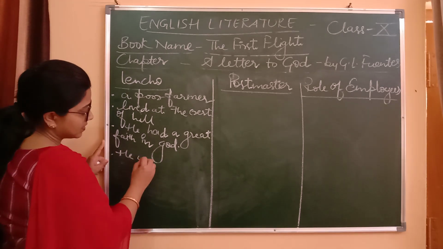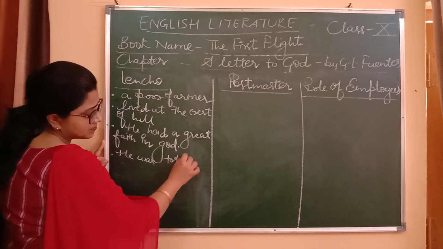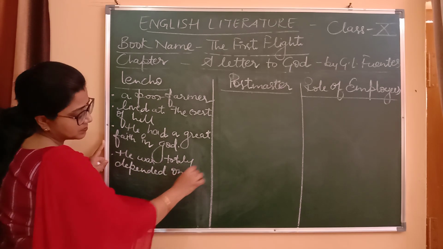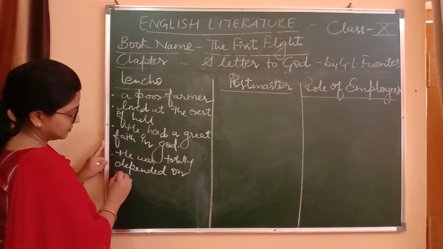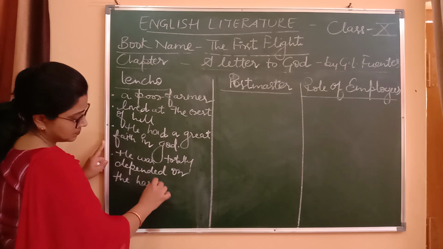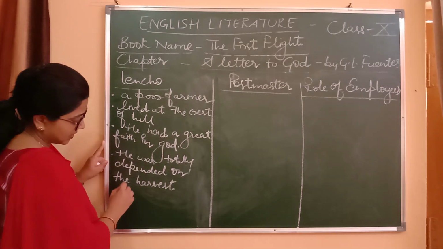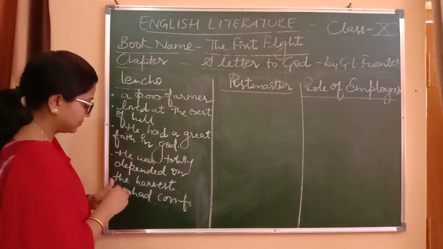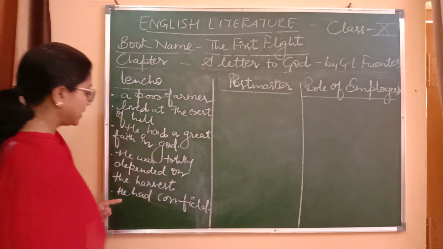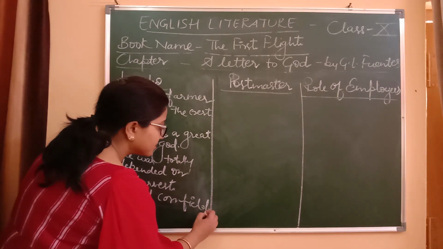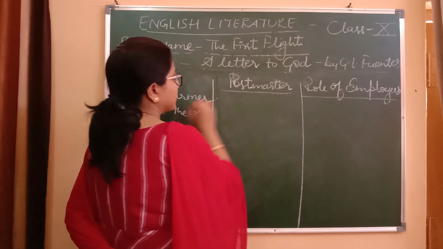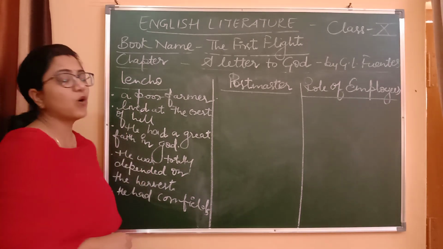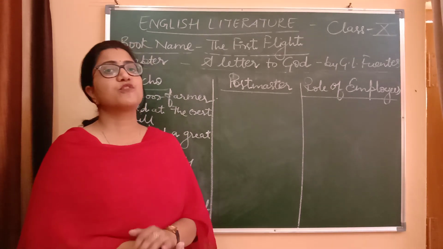he was totally dependent on harvest. He had cornfields. Postmaster. Up to the mark. These are the things up to the mark of Lencho. Now, we haven't discussed the role of Postmaster here.